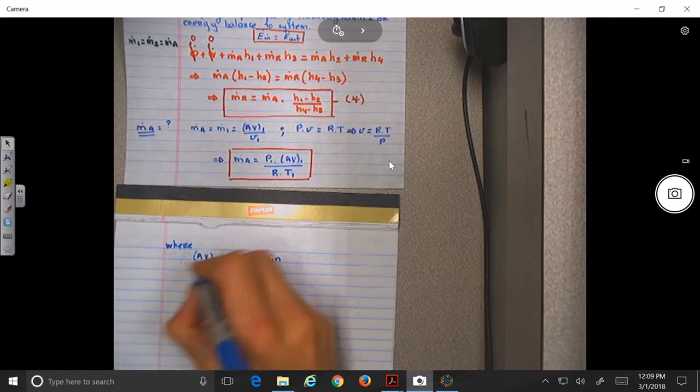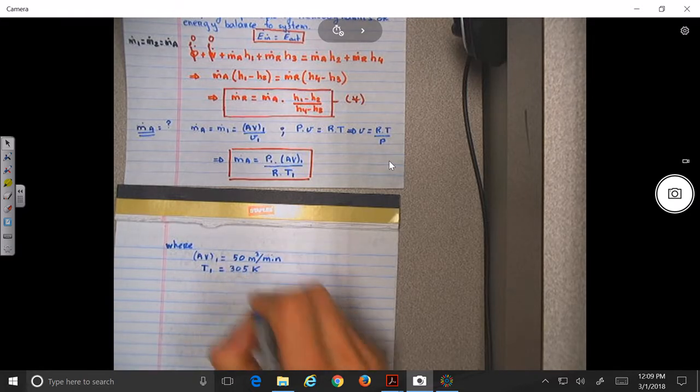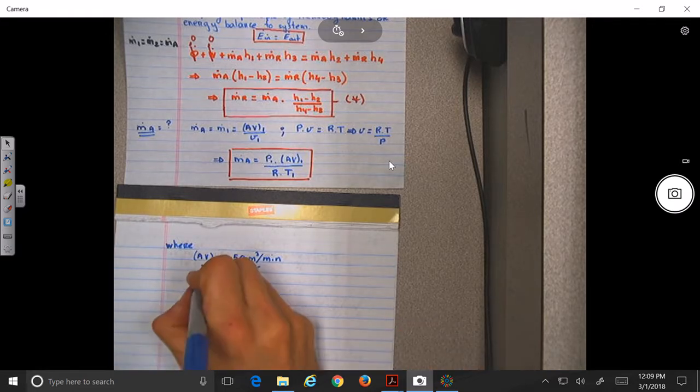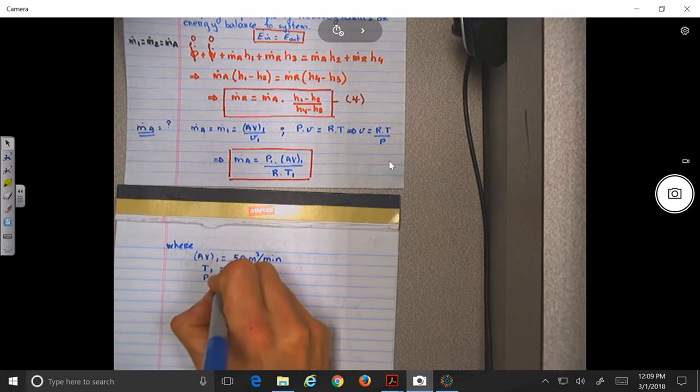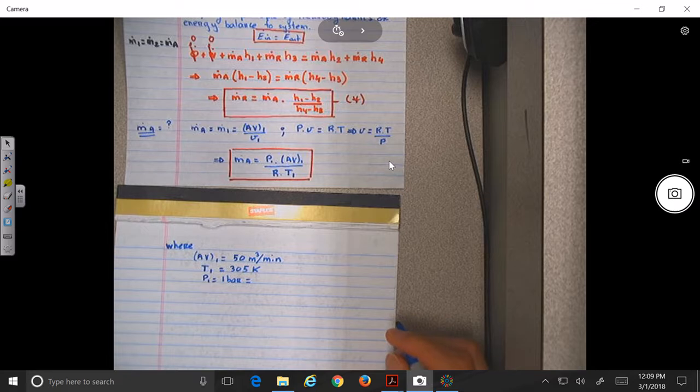T1 is equal to 305 Kelvin. All right, so now we need P1, which is also given to us, equal to what? 1 bar. We need to transform that into what? Pascals, no? So how many pascals would that be? 1 bar is 100 kilopascals.